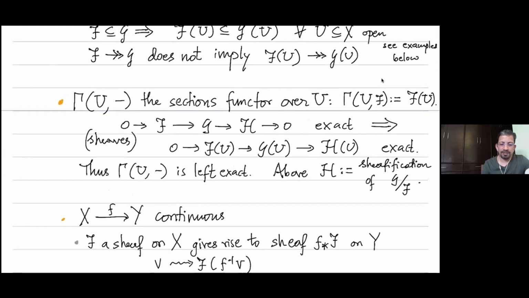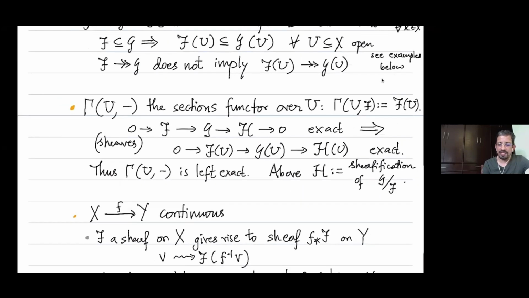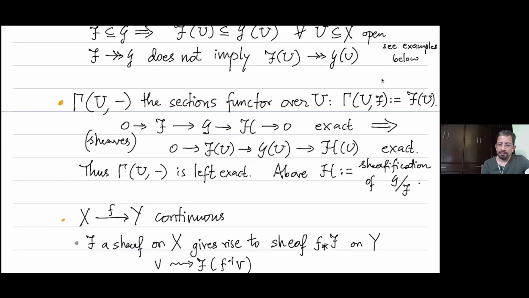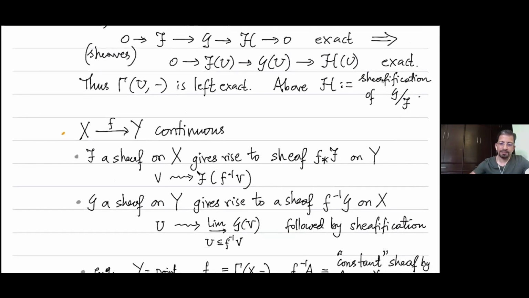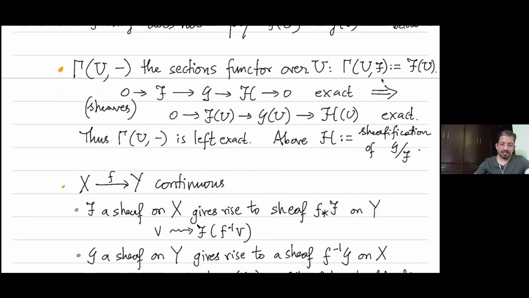Okay, so these are all sheaves here, and this is an exact sequence of sheaves. But you look at G over F as a quotient of presheaves, and then you sheafify it, and that will give you H, and that is what the exactness really means. So there's a sheafification involved here, and that is the reason why it's not exact on the right here. So this is some basics of sheaf theory.